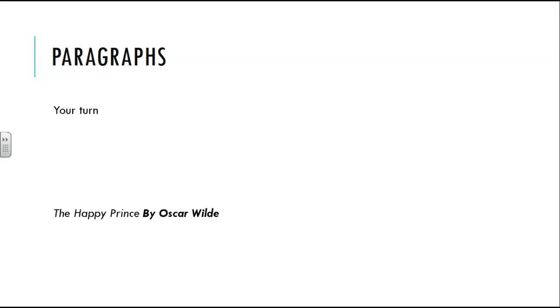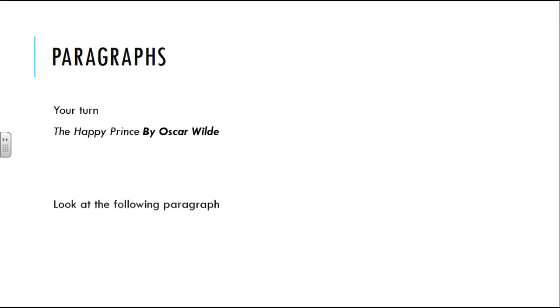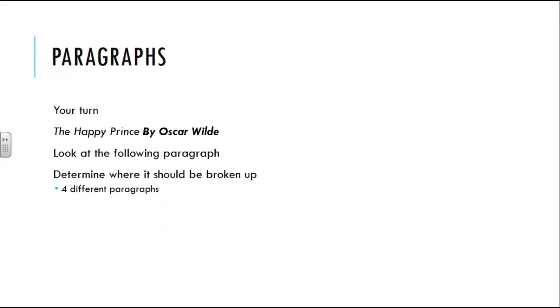Now, it's going to be your turn. I'm going to give you a section of writing from The Happy Prince by Oscar Wilde. You need to look at the following paragraph. When you look at this, you need to determine where it should be broken up, and you will be telling me this. There's going to be 4 different paragraphs in this text of writing.